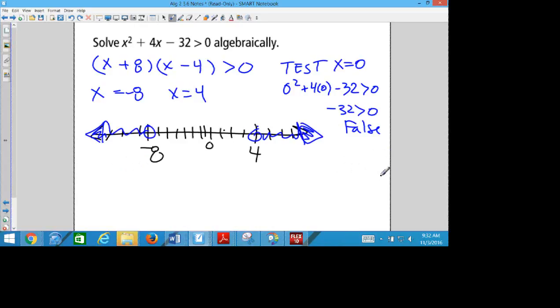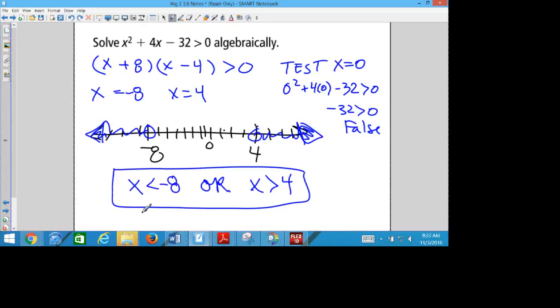When you have a solution that looks like this, we have two pieces to the solution. We write that x is less than negative 8, or x is greater than 4. You write "or" in the middle because the picture looks like oars on a boat. But you need to write "or" in the middle, not the other 3-letter A and D word. All right. Whew.